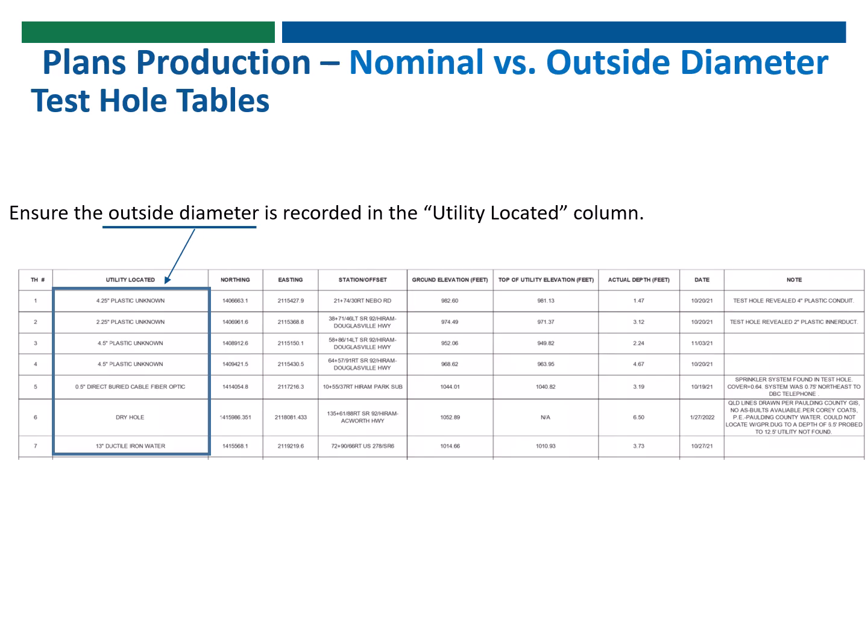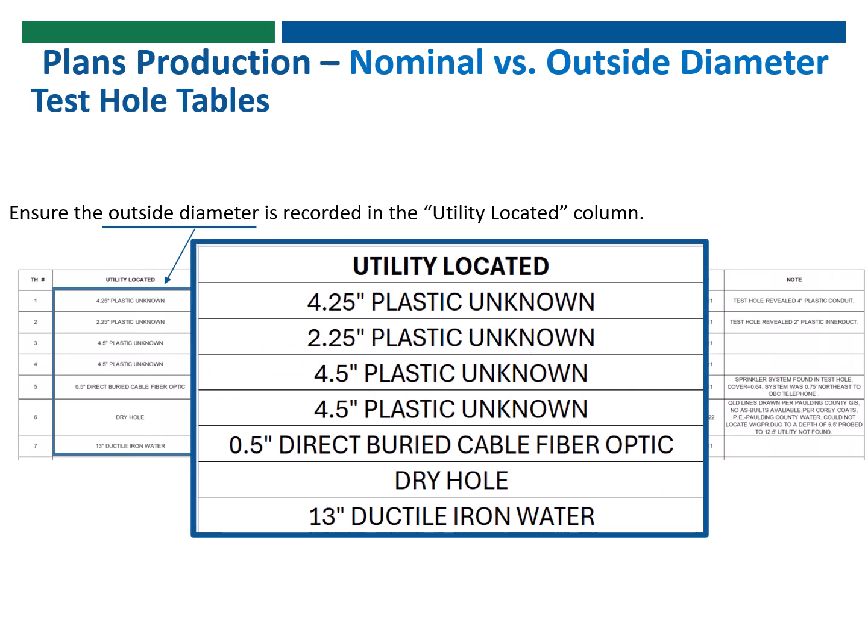Okay, going back to the test hole table. In the test hole table, you should use that same phrase that I used before, WYM-WYP. The outside diameter is always recorded on the test hole table. So in this case, all of these test holes show the outside diameter of what was measured in the test hole on the test hole table.